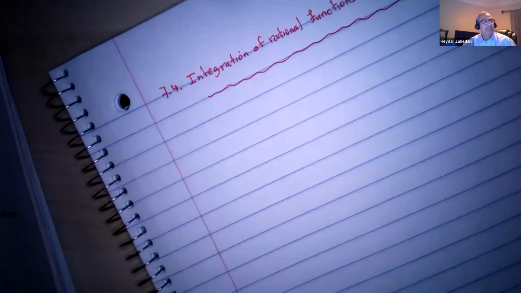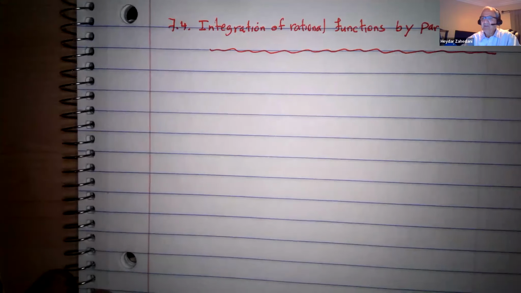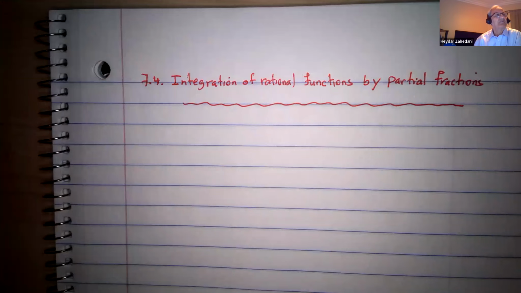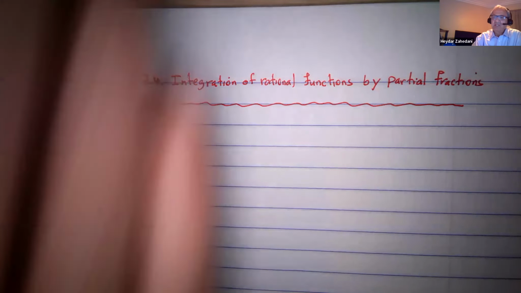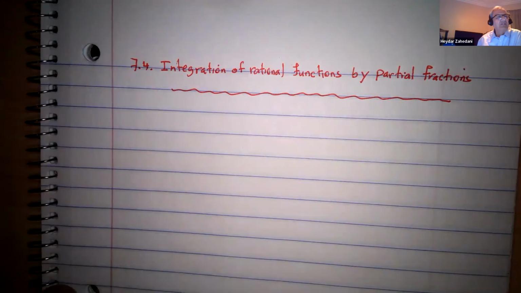So this is what we are going to have. It's going to be integration of rational functions by partial fractions.